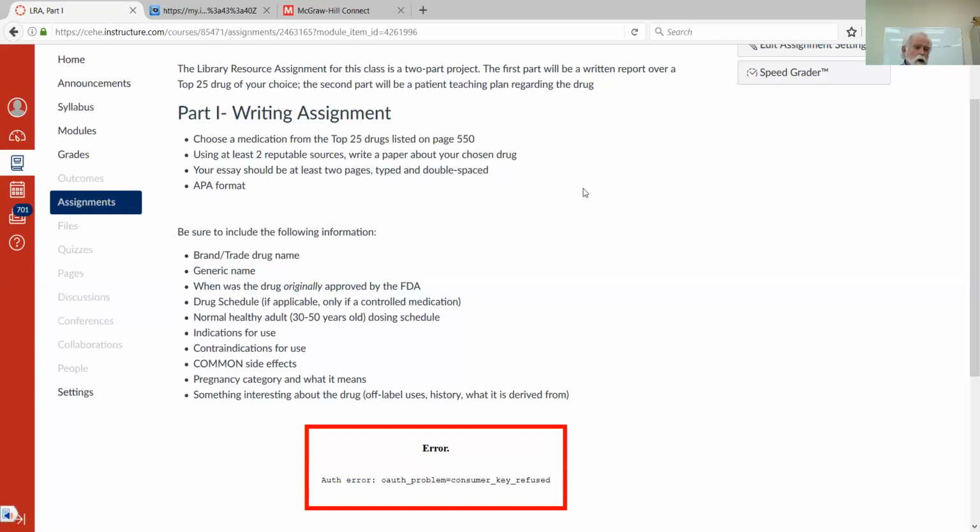Okay, so you want to know the brand name or trade name and the generic name of your product. Now remember, the generic name is the generic name of the active ingredient, not of the drug itself, because the drug is all of these other things combined. When it was originally approved by the FDA, okay, so you need to go back into sources.